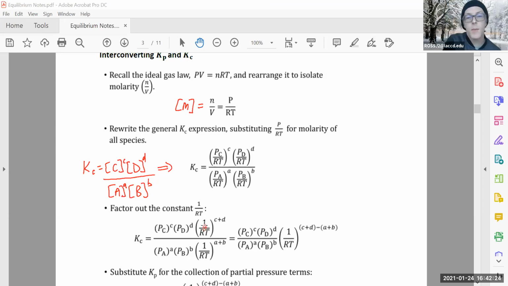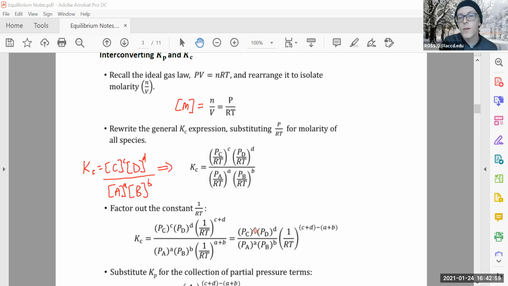And again, because we factored out this 1 over RT, the 1 over RT also has these coefficients C and D. Now, because we have a product of coefficients, we add them together. And when we have the product of C and D, we add them together, but then we have the quotient of C and D divided by A and B. So when we divide coefficients, we subtract them.